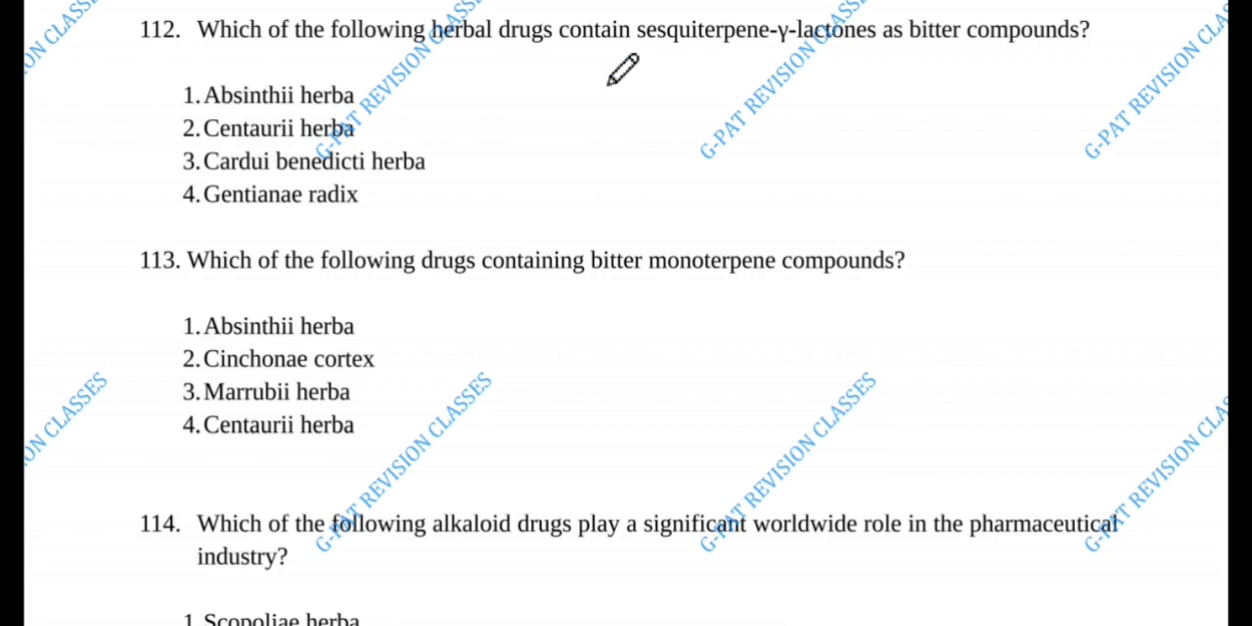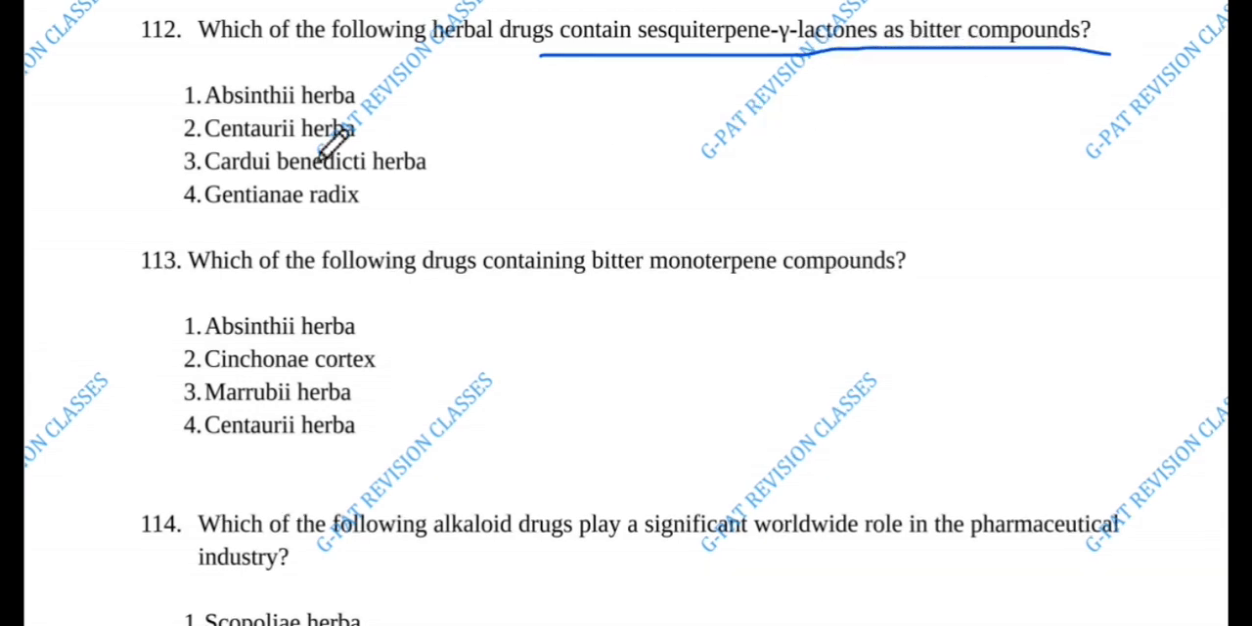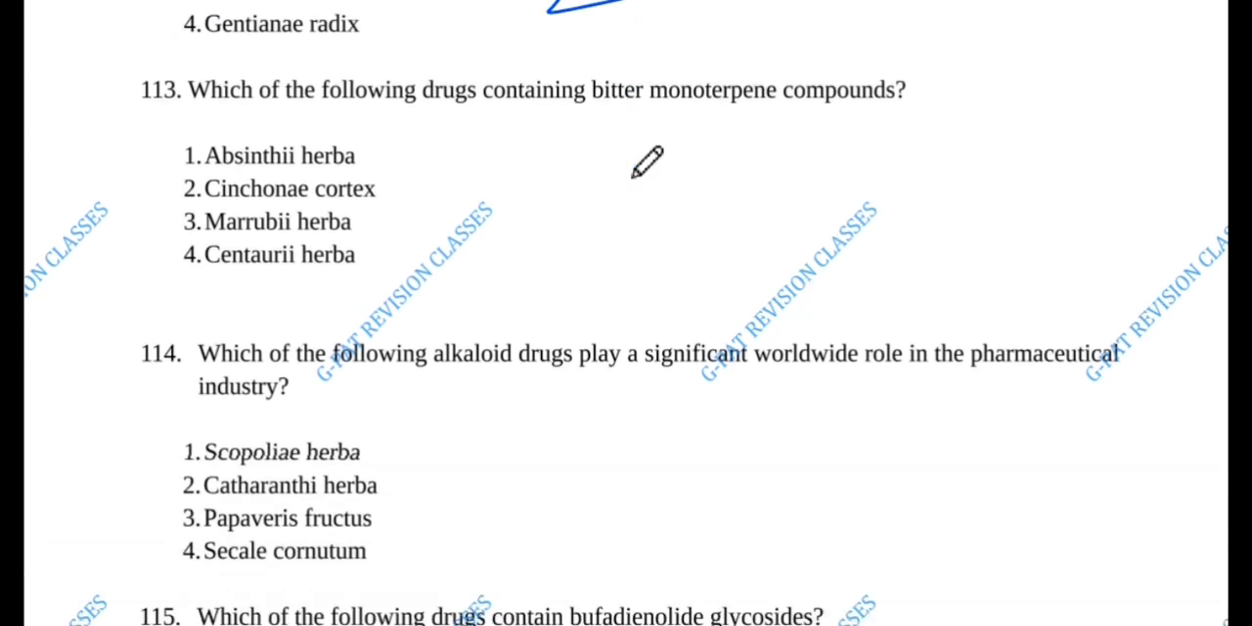Which of the following herbal drugs contain sesquiterpene gamma-lactones as bitter compounds? The answer is B, that means second, Absinthii herba. The answer is second. Next is question number 113.